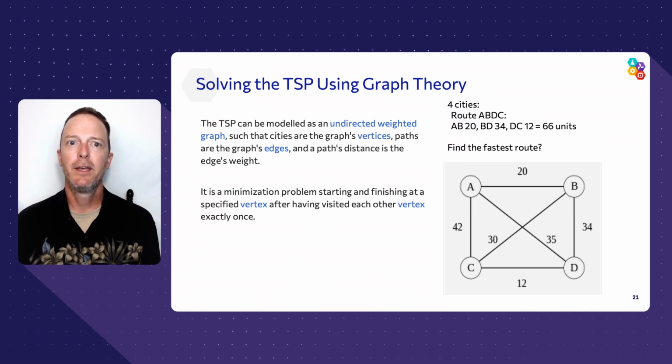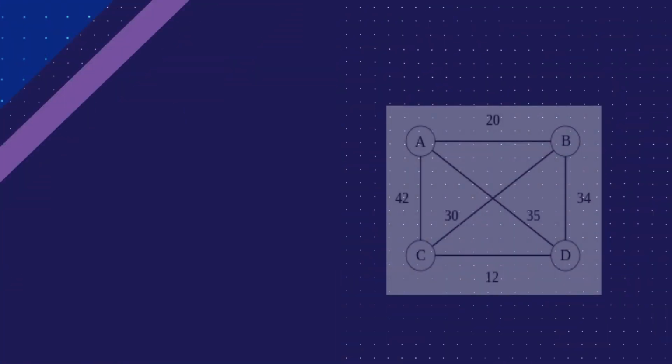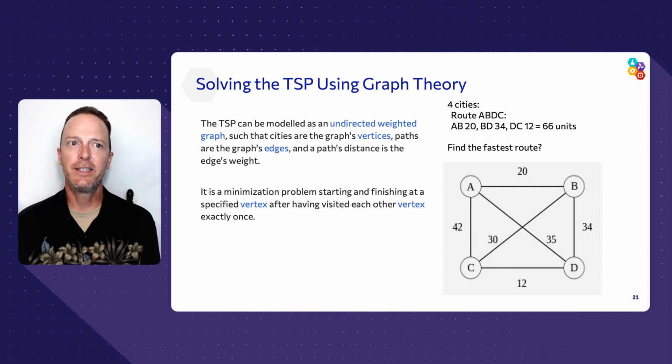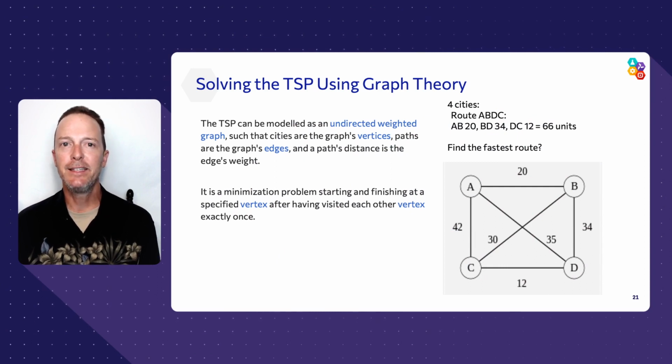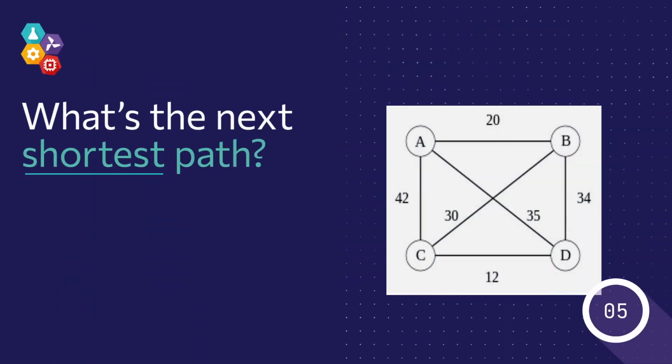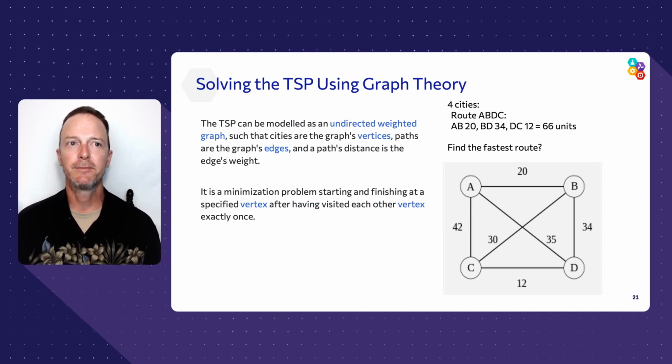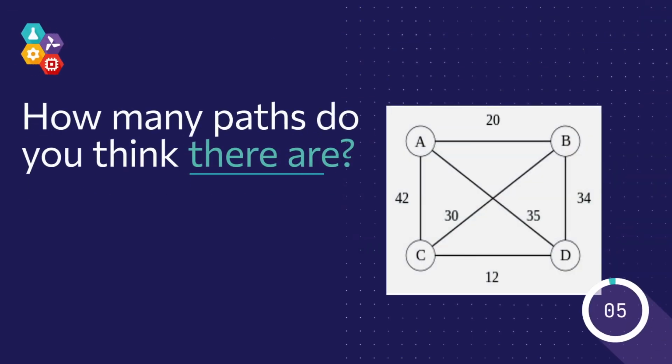Let's look at the route above between cities A, B, C, and D. Can you find the shortest path? As you can see, the paths between A and B and C and D look like the shortest paths, of 20 and 12. What's the next shortest? The path between B and C. Using this path from A to B to C to D, you can navigate the shortest route. Well, this was probably easy with 4 cities. How many paths do you think there are?